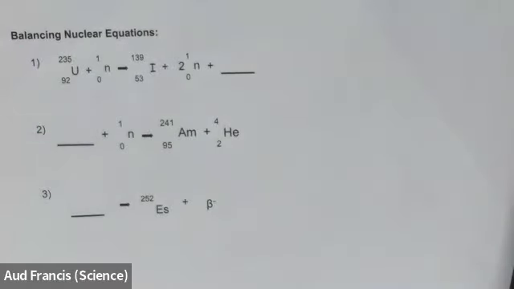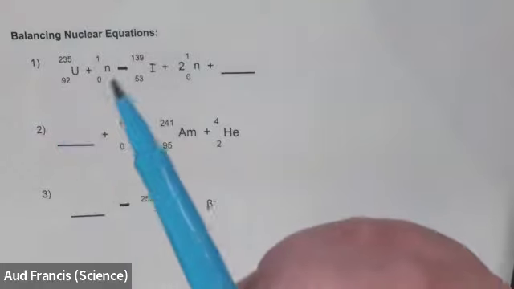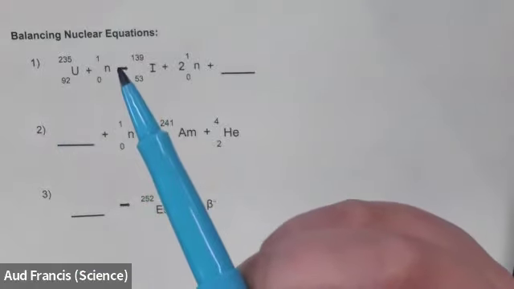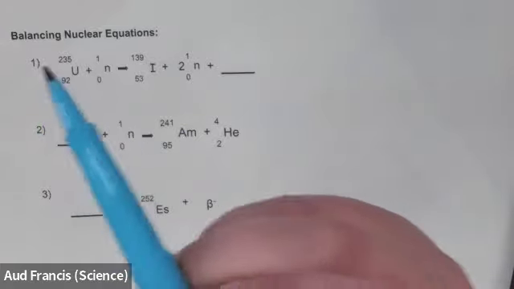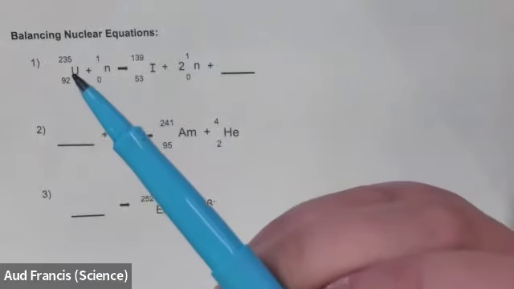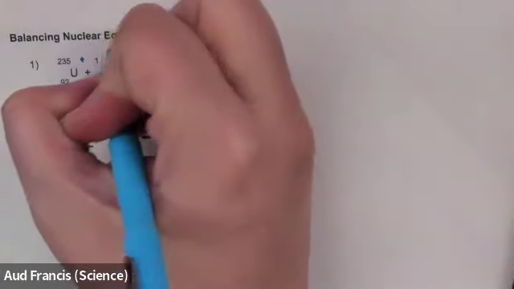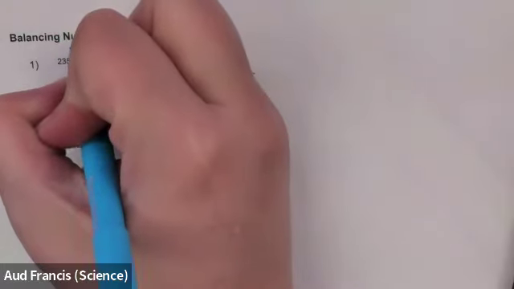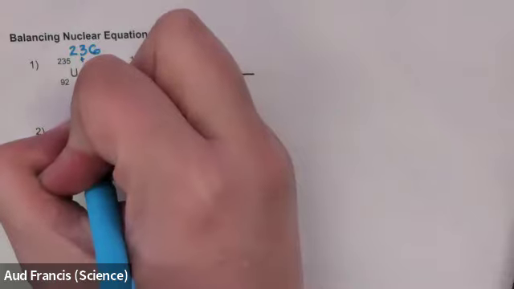Since we're looking at balancing this first one with uranium-235 and our neutron, one of the things that I'm going to do to start this off is add up on the left. So on my reactant side, I can see that there's no unknown, whereas my unknown's over here in the product. So if I add all of these up, I should be able to figure out what I'm going to set my product equal to. So I have 235 plus 1 equals 236 at the top. Across the bottom, 92 plus 0 gives me 92.